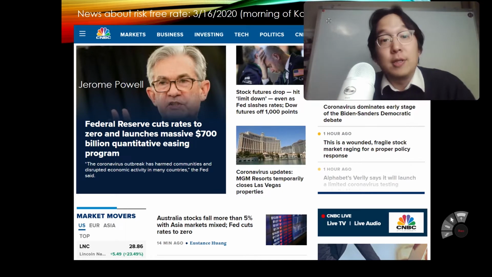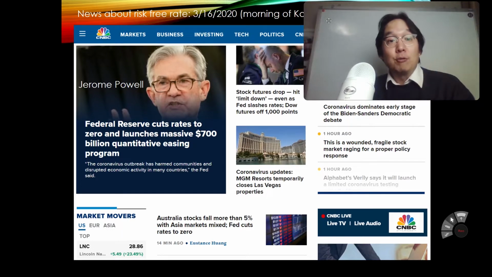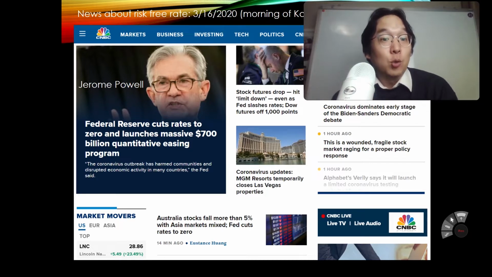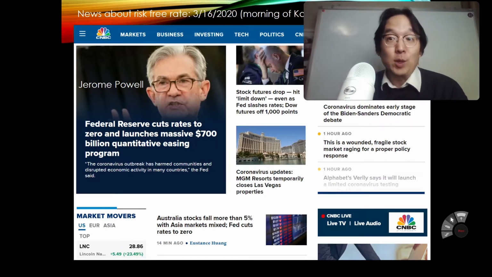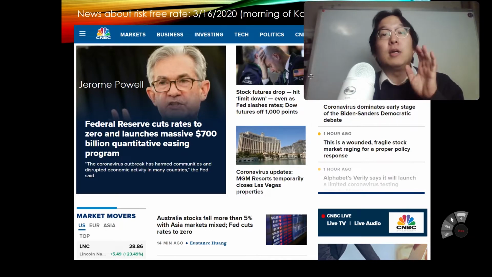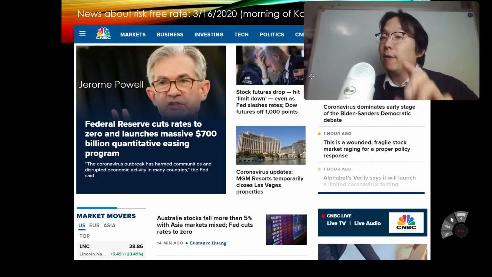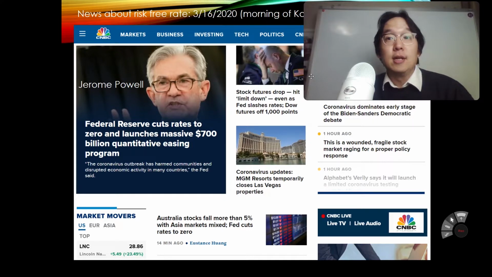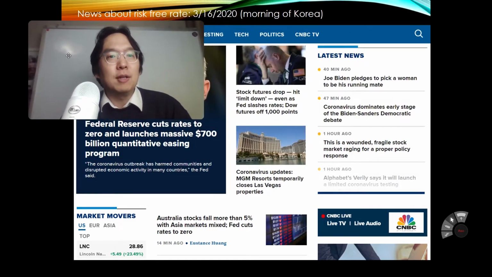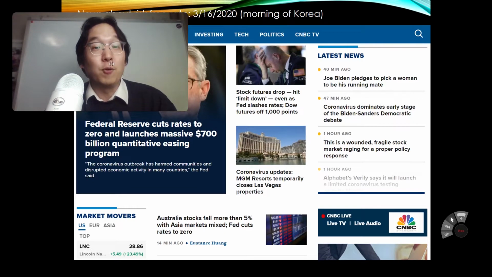And the Federal Reserve cut rates, the Fed funds rate, down to 0%, from 1 percentage point. And then they are going to launch a massive $700 billion of quantitative easing. What is that about? Okay. By the way, today, the Bank of Korea also announced a kind of quantitative easing like this in a lot smaller magnitude, like, yeah, we want to check it, right? $50 billion or something, or $40 billion.